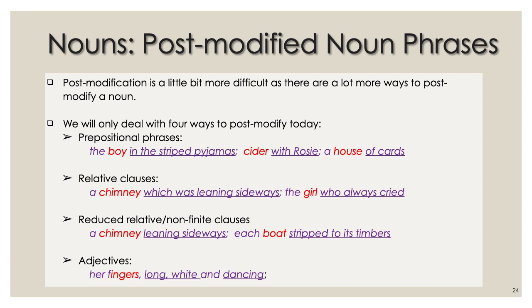A relative clause, again, adds additional information after the noun. A chimney, which was leaning sideways. The girl who always cried. And the reduced relative clauses are very similar structures because you've simply taken out the bit that made it a relative clause, the verb and the relative pronoun. So a chimney which was leaning sideways can be reduced to a chimney leaning sideways. Leaning sideways there is a non-finite clause. And you can see how it's a reduced relative clause overall.